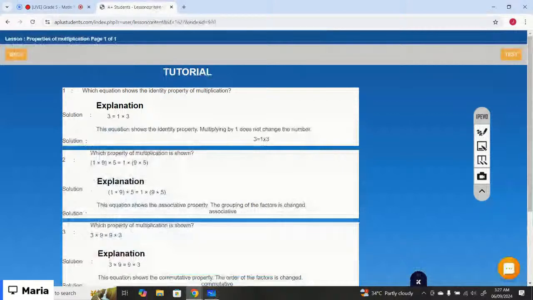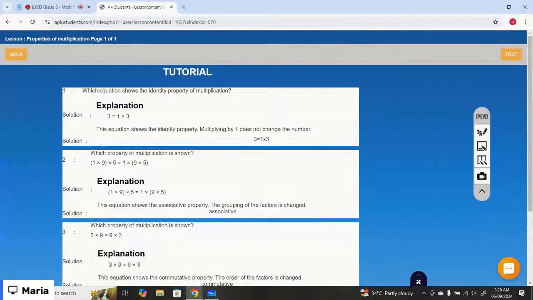Which equation shows the identity property of multiplication? So identity means whenever you multiply any number by 1, the number stays the same, right? So that means 1 is the identity, because when you multiply any number by 1, the number stays the same. That is 3 times 1 is 3. 1 is the identity when multiplying, right?